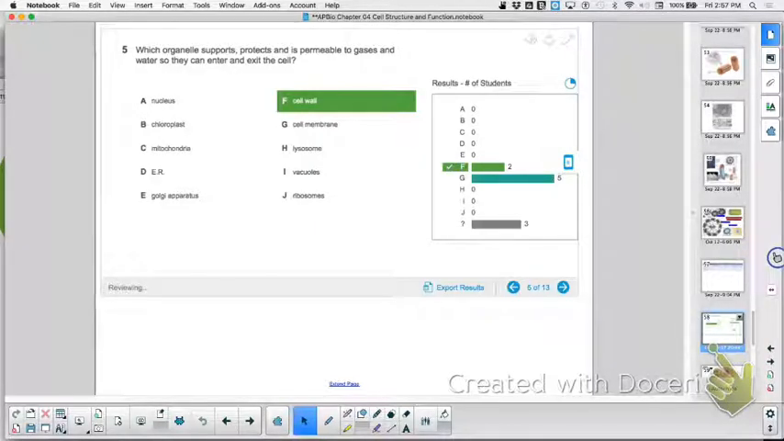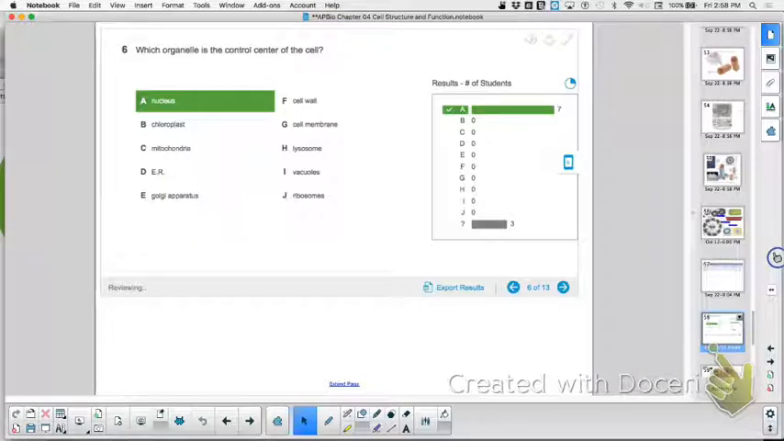Which organelle supports, protects, and is permeable to gases and water so they can enter and exit the cell? The cell membrane doesn't do that. It's not about support, it's not really about protecting. Your cell wall is about protecting and supporting, and those were the lead words, so that's why you would pick that. Permeable to gases, plants have to have O2 and CO2, right? And water so they can enter and exit. Okay, good.